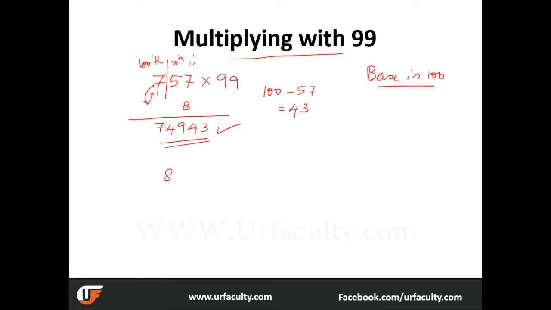Okay, 872 into 99. So the first step, add plus 1. So it is 9. And I subtract 9 from this. What do you get? 863. So that is your LHS. And I then subtract 100 minus 72. And what is that? 28. This is the answer for you. Isn't it fast?